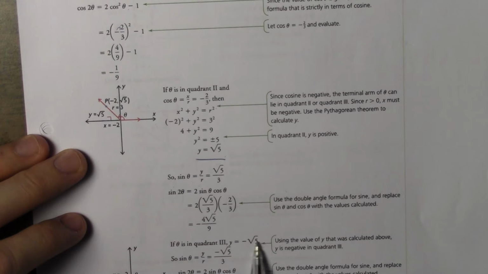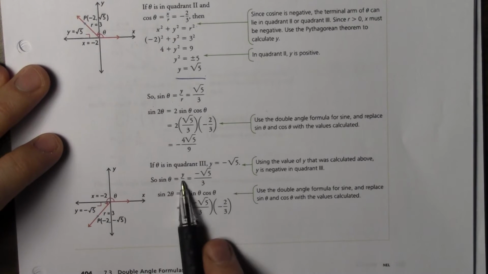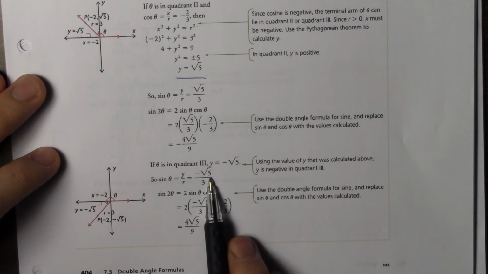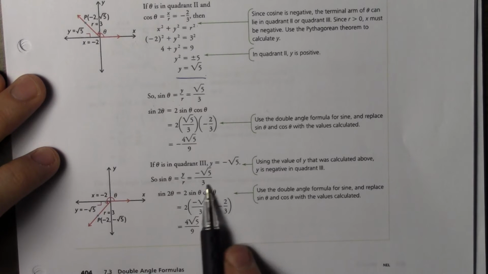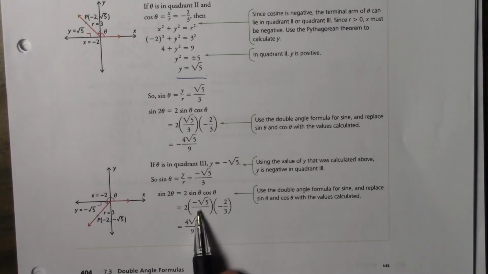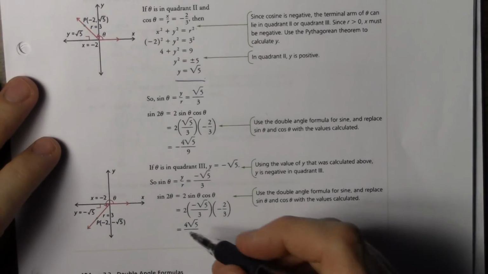If it's in the third quadrant, the y value, as I mentioned, is negative. So we need to consider sine x is equal to negative root 5 over 3 now. So sine 2x is equal to 2 sine x cos x. Now we substitute in our values, and we get a positive value.